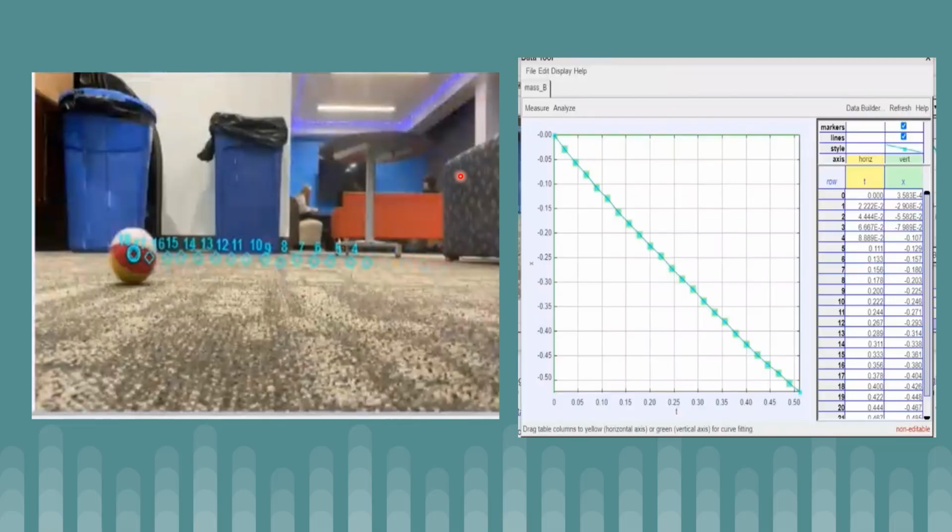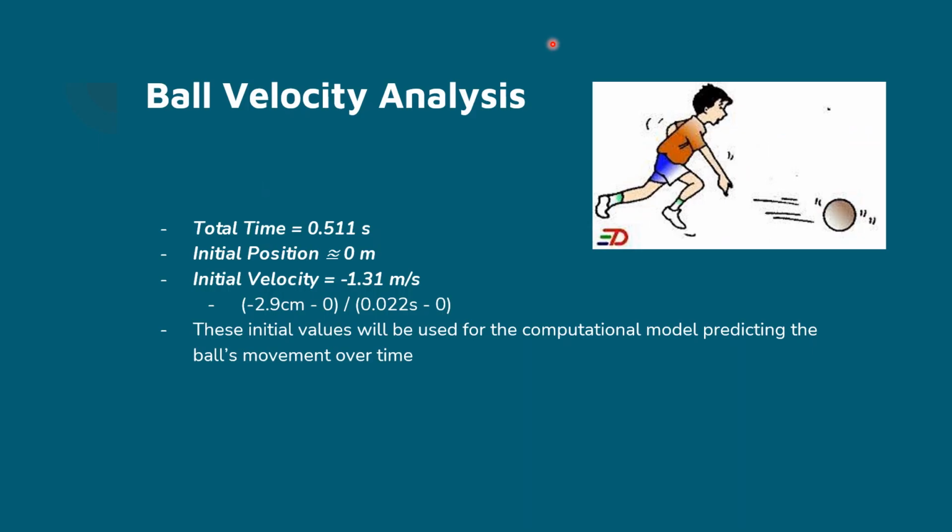What we're looking at here is the tracking software as it shows the ball's position at each frame. And then over here, we see a graph of the ball's position versus time. As you can see, it's negative and fairly linear because the ball is moving to the left at a constant velocity. Some of the things that we need to take away from the tracking software are the total time that the ball was rolling and its initial position and velocity. The velocity was calculated using the first and second frames of the video. These are going to be important to construct our computational model to predict the motion of the ball.